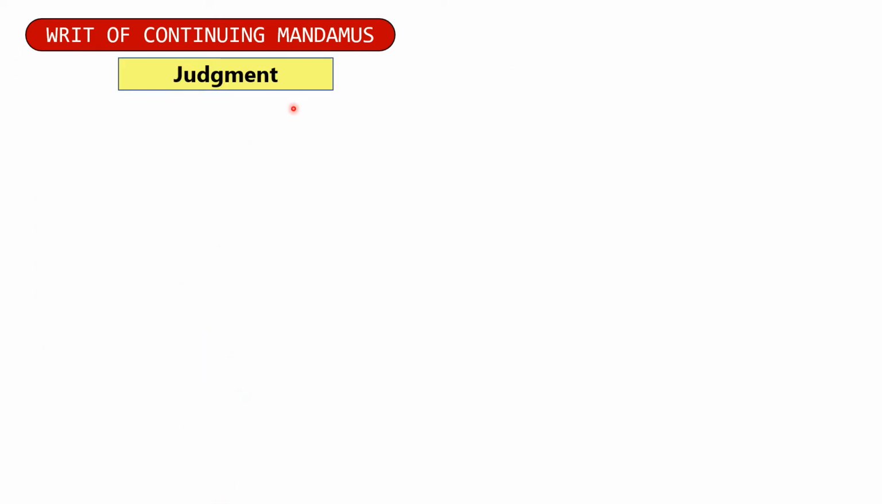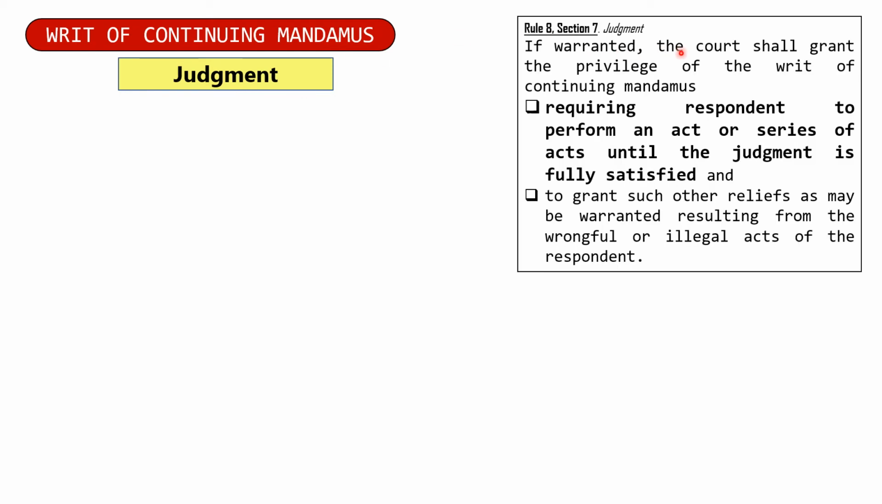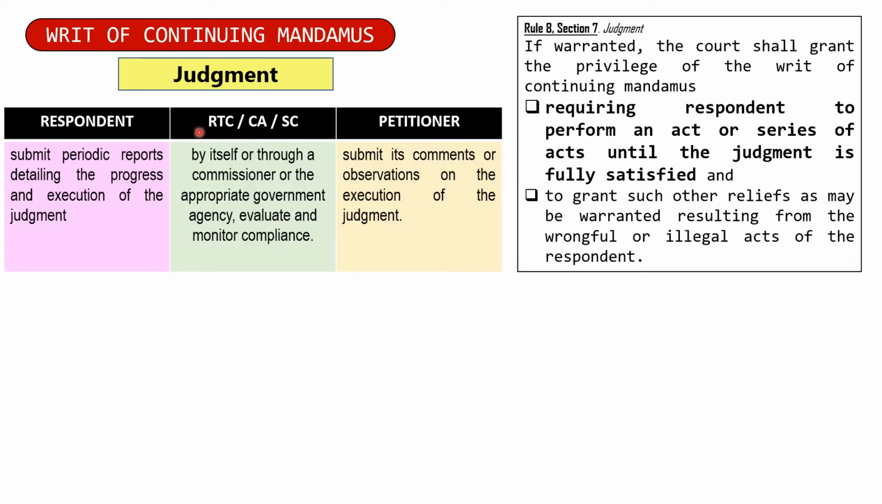So when the court issues a judgment, there are only two possibilities. It is a decision either denying the petition or granting the petition. And if it is a decision that grants the privilege of the writ of continuing mandamus, then it will require the respondent to perform an act or series of acts until the judgment is fully satisfied. Take note that these parties, your respondent, the court, and the petitioner, have responsibilities when the court now grants the privilege of the writ of continuing mandamus.